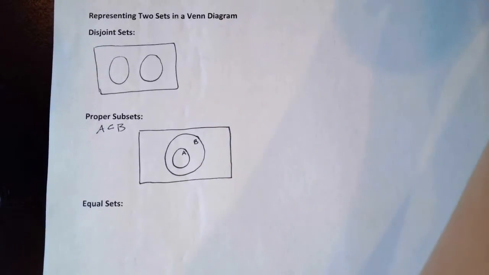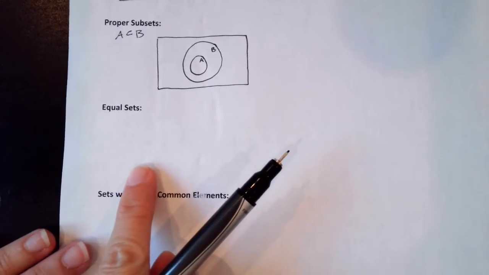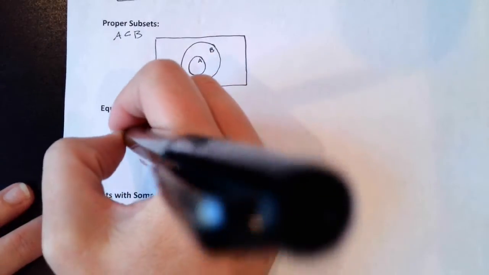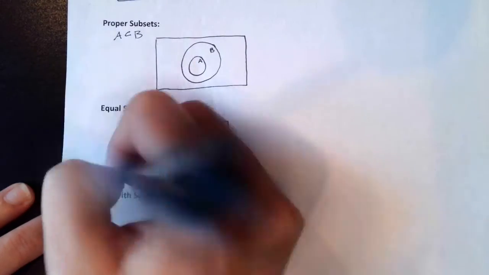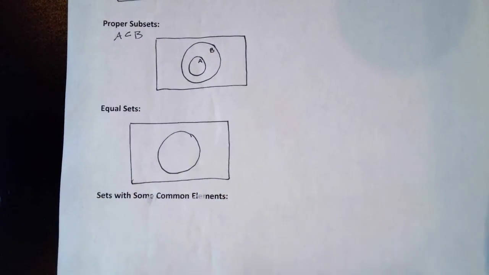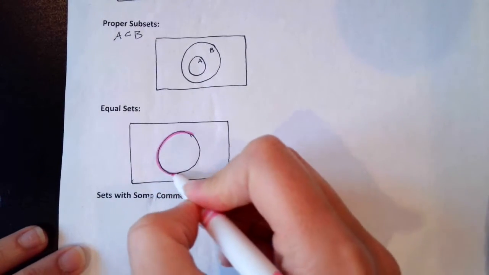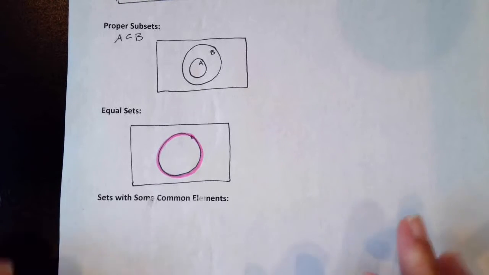Equal sets means, remember, equal means that they have the same number of things, and they're the exact same. So equal sets, you're going to have like two circles right on top of each other. This one, you're not really going to see much, but it's like two circles right on top of each other. So that one is not useful. It's not interesting to look at, and it doesn't teach us much, but it's a possibility.